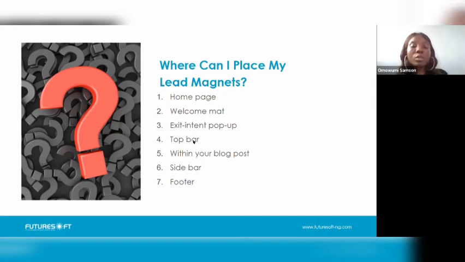It can be on the top bar. The top bar is where you have your home, about, contact, and all. That's the nav bar, the top part of your website. So you can also put your lead magnet there. You can also have it within your blog post.